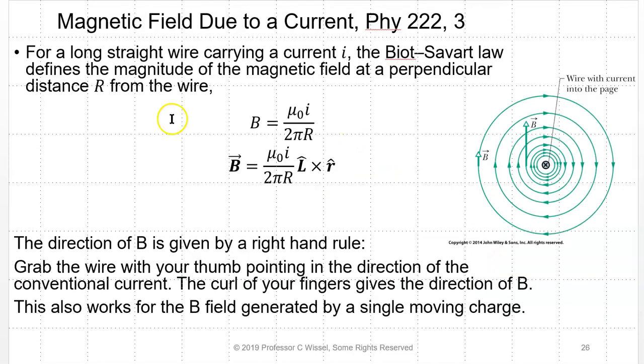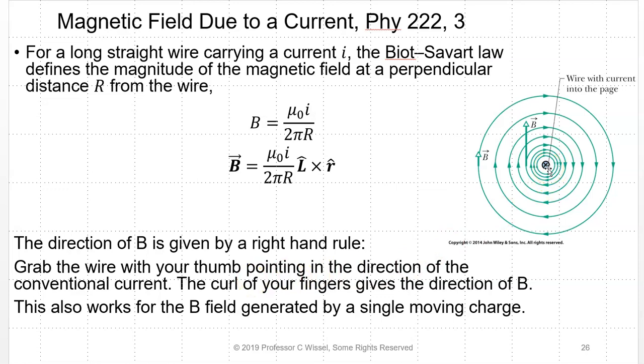Now for a long straight wire carrying current I, the Biot-Savart law gives the magnitude of the magnetic field at a perpendicular distance r from the wire as B equals mu naught I over 2 pi r. Or we can rewrite that in vector form as B equals mu naught I over 2 pi r times L cross r. The direction of B is given by the right-hand rule, which I just said a minute ago, but I'm going to repeat: grab the wire with your thumb pointing in the direction of the conventional current. The curl of your fingers gives the direction of B.